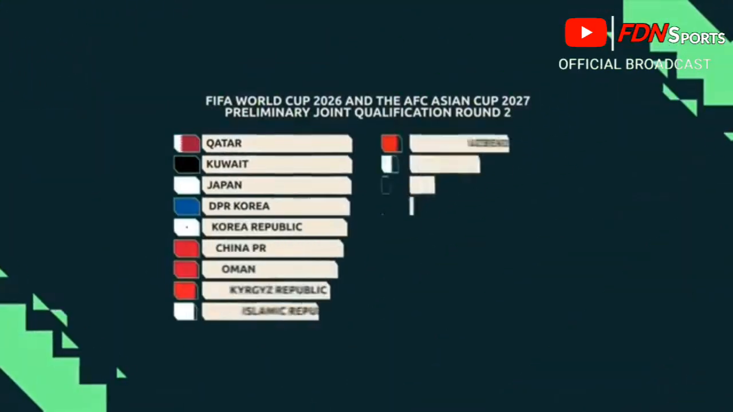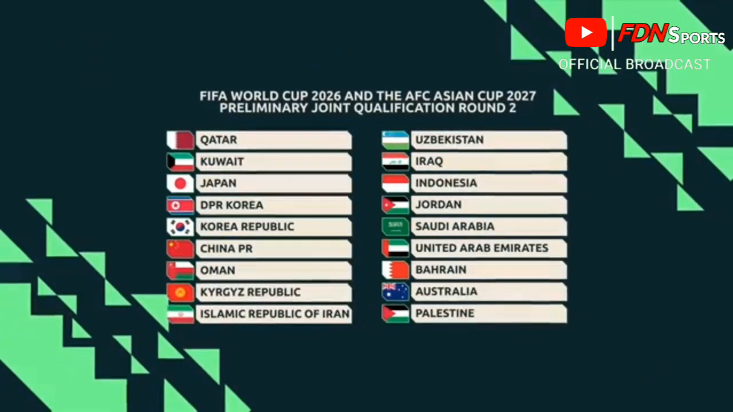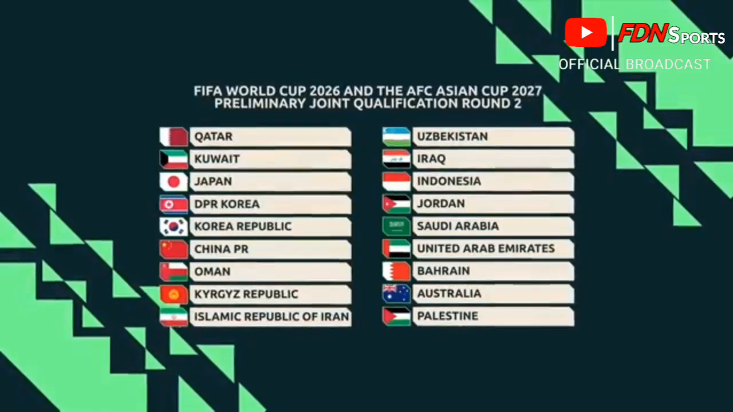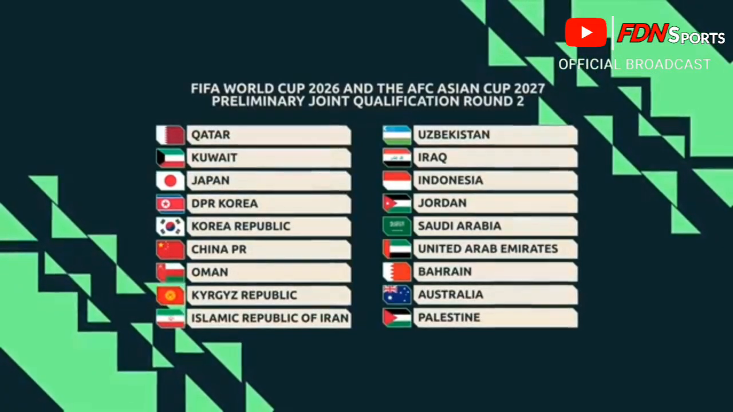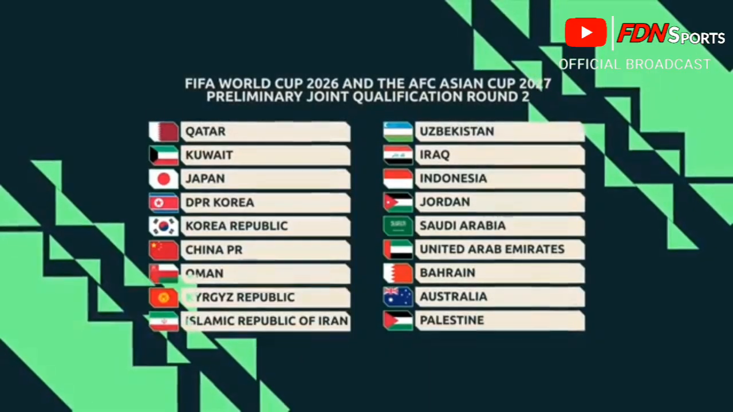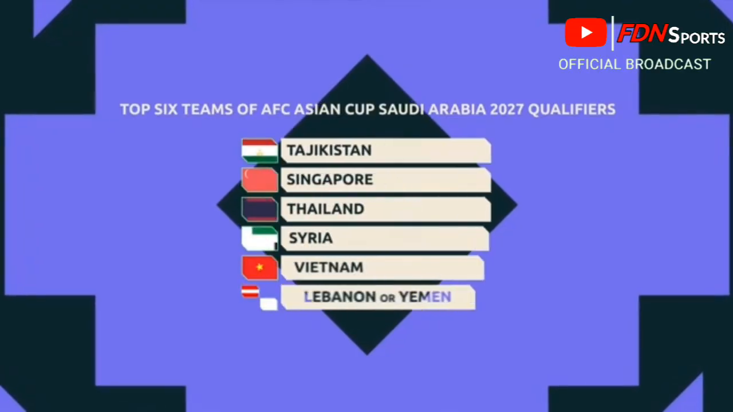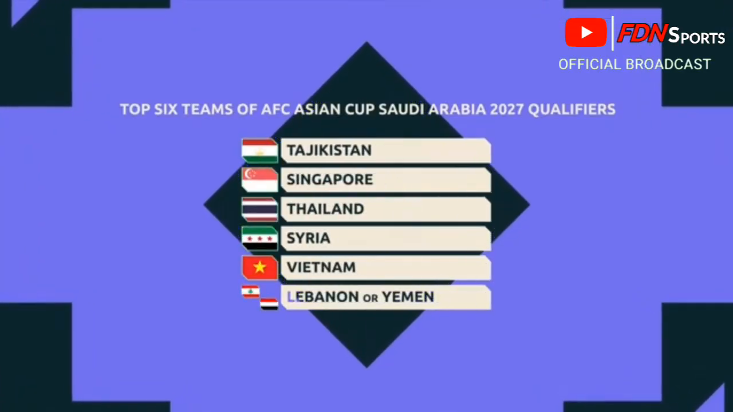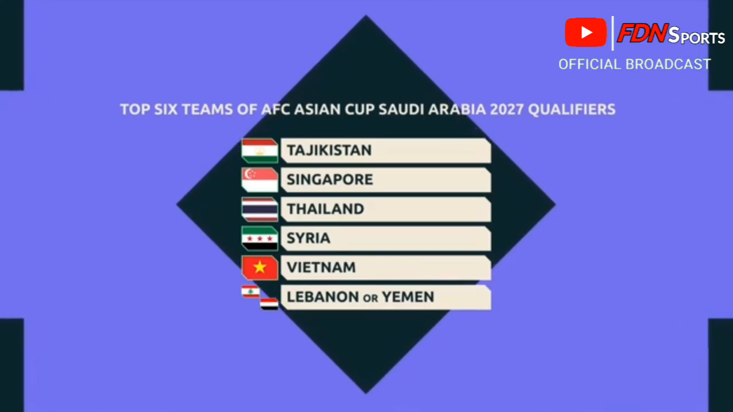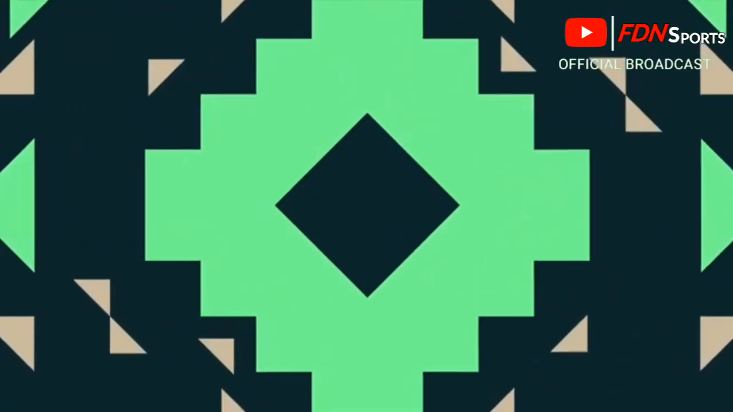The following 18 member associations, including the host Saudi Arabia, have qualified by virtue of finishing as the top 18 teams of the FIFA World Cup 2026 and the AFC Asian Cup 2027 Preliminary Joint Qualification Round 2. The following member associations have qualified by virtue of finishing as the top 6 teams of the AFC Asian Cup Saudi Arabia 2027 qualifiers final round.